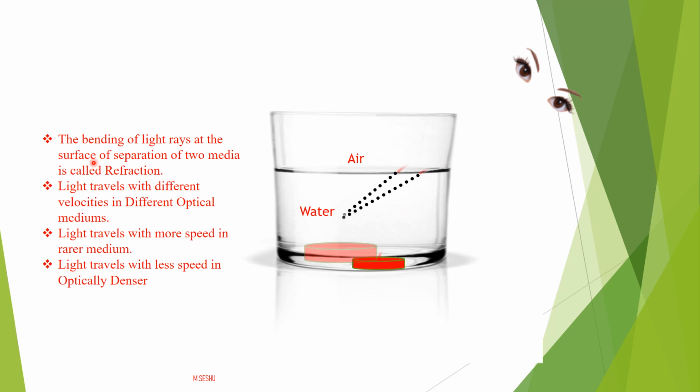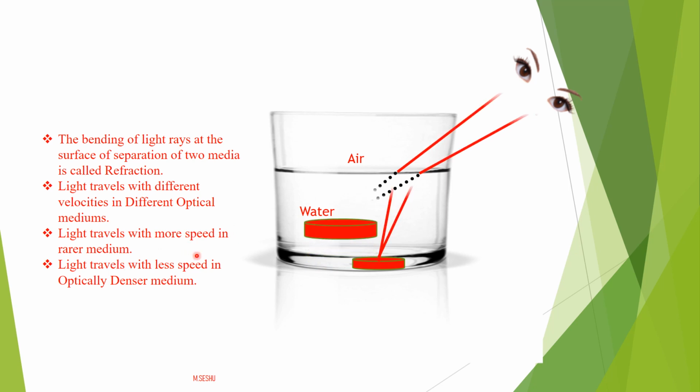What is refraction? The bending of light rays at the surface of separation of two media is called refraction. What is the main reason for the bending of light rays? The main reason is that light travels with different velocities in different optical mediums. Light travels with more speed in a rarer medium and with less speed in an optically denser medium. Try to understand the difference between rarer and denser, optically rarer and optically denser. What do you mean by optically denser?